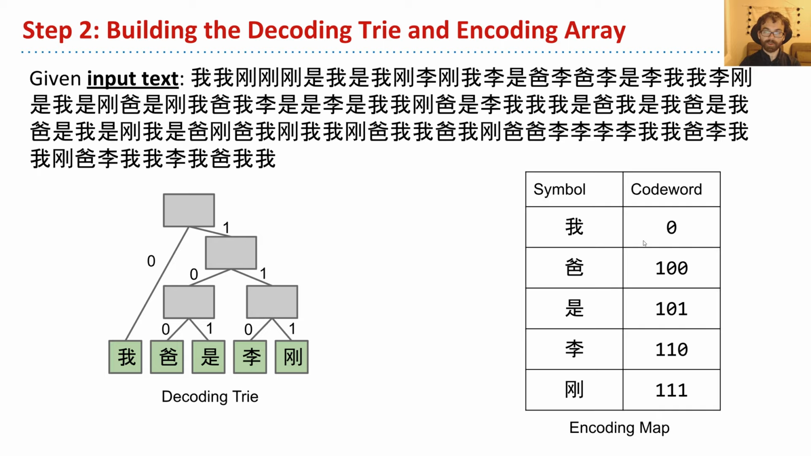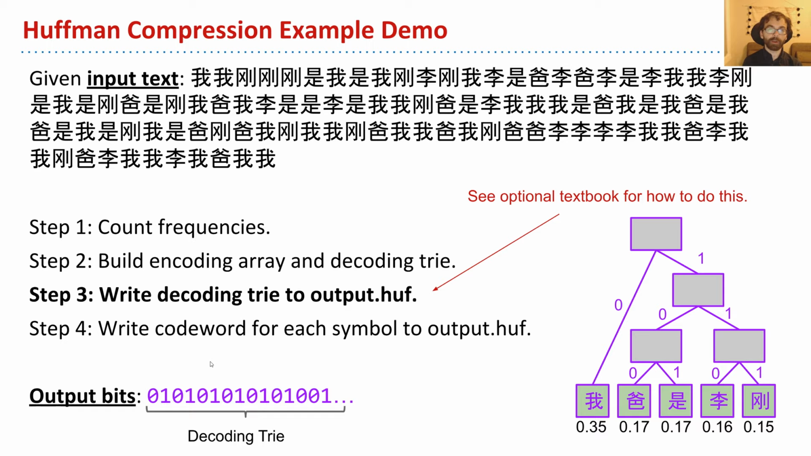So now that we have this decoding trie, the next step is I'm actually going to write this decoding trie out to my output file, which I'll call output.huff. Now, how does that work? Well, the basic idea is that this is the information needed to decode the input, and so I need to represent that in the compressed bitstream.